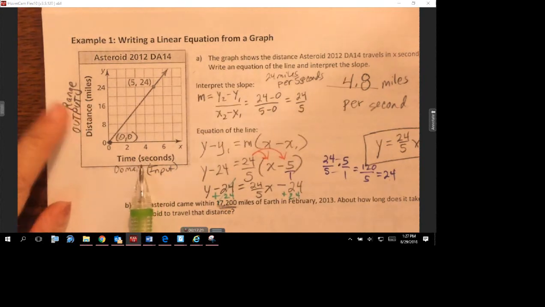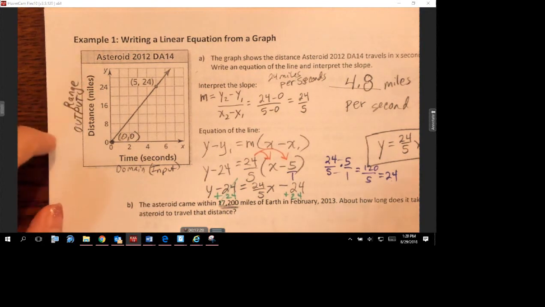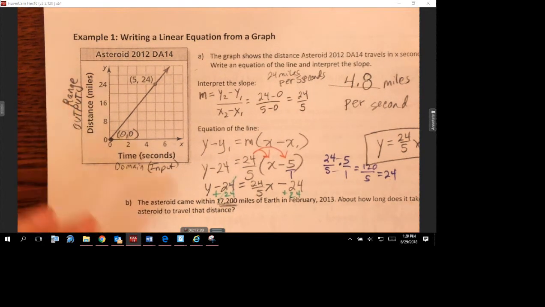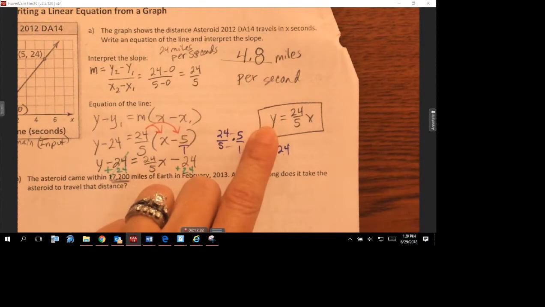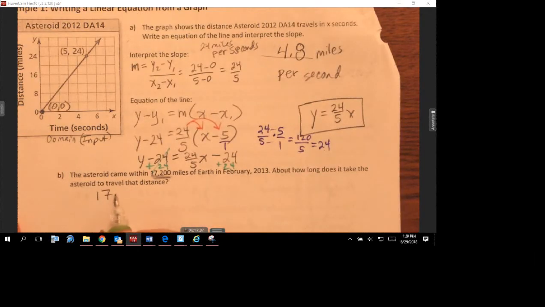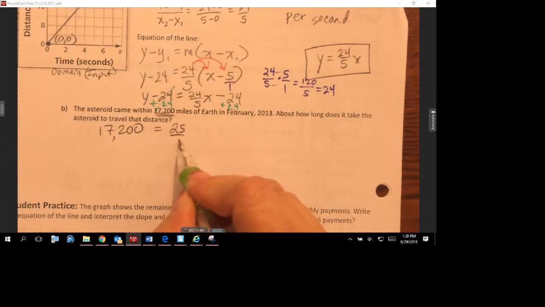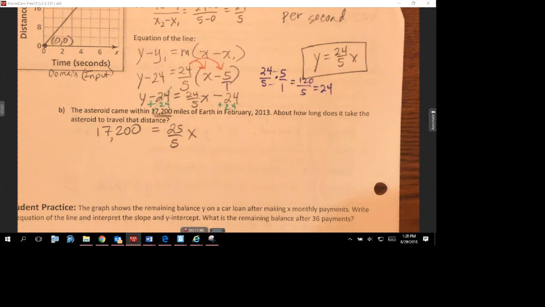Which of these variables represents distance? Y. Which one's on the Y? Distance, right? So in the Y part, that's where I'm going to put in 17,200. And on the other side of the equation, I keep it as 24 fifths x. So we're going to solve for x to find out how many seconds it would have taken for the asteroid to come hit Earth.